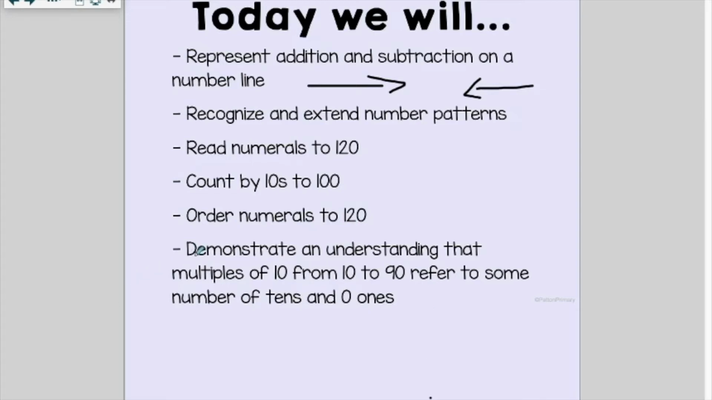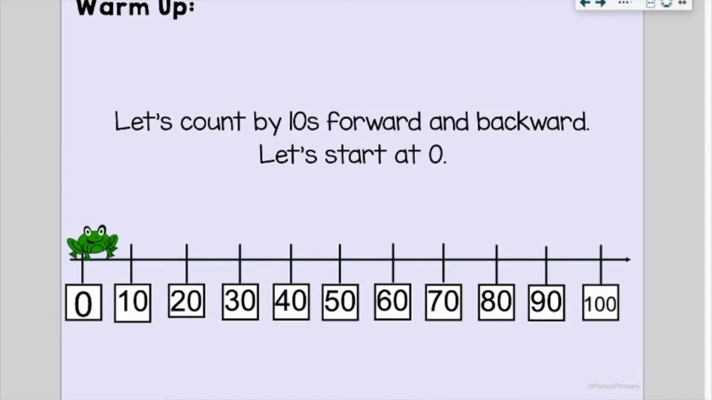And the last goal we have is to demonstrate an understanding that multiples of 10 from 10 to 90 refer to some numbers of 10 and zeros. So what that means is when we look at a number, let's say 70, here's 70. We see that there's a ones place and a tens place. And when we're counting by 10, so 10, 20, 30, 40, 50, 60, 70, 80, 90, 100, all of those numbers have 0 in the ones place. So when we look at a number, we know that there's always going to be 0 in the ones place when we're counting by 10. Let's move on.